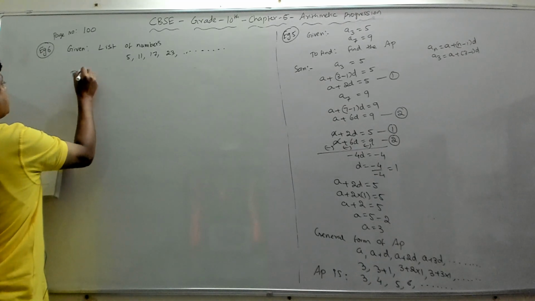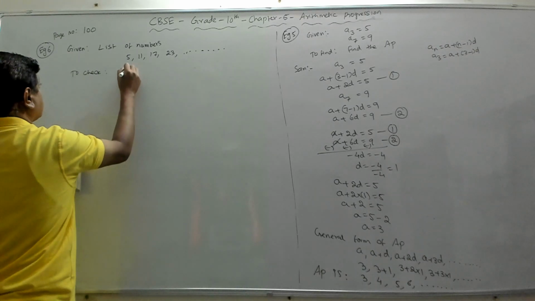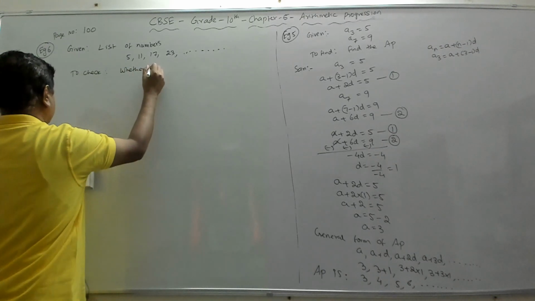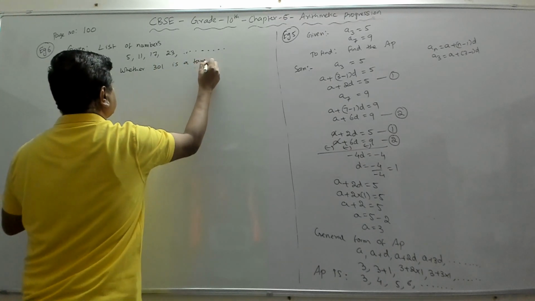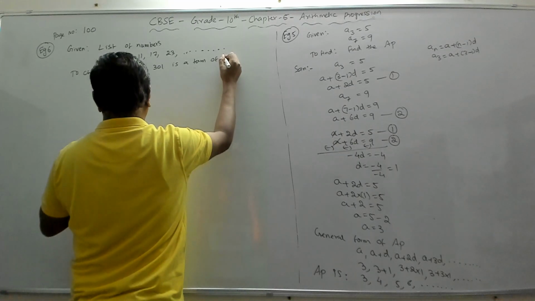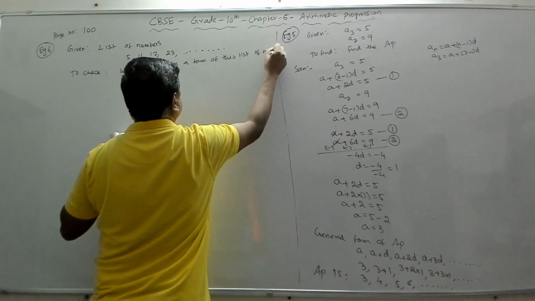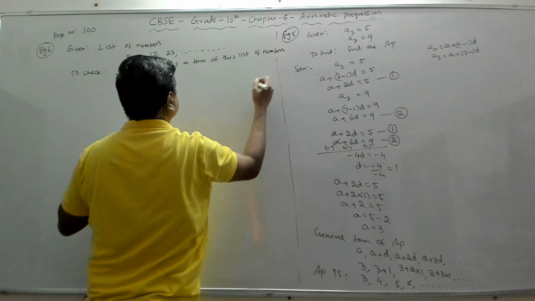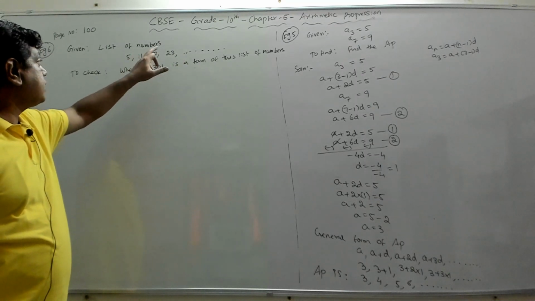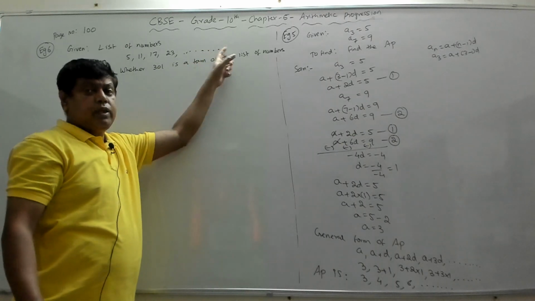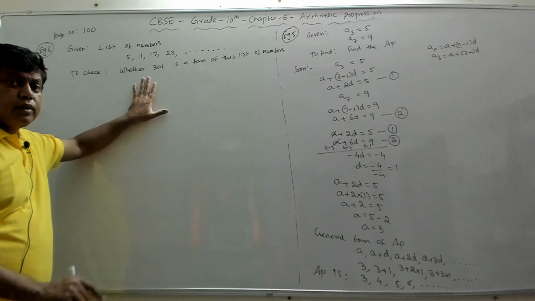So what should we check? Check whether 301 is a term of this list of numbers. If I keep on writing 5, 11, 17, 23 like that, will 301 be one of the terms of the given list of numbers? Here, one observation is you have to be very careful.